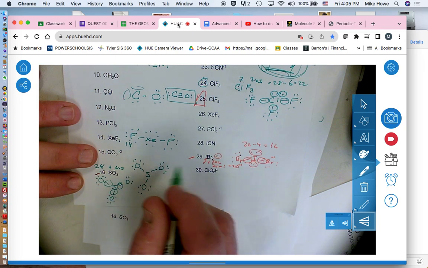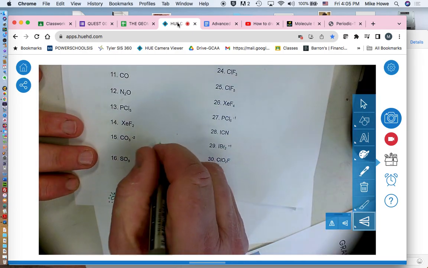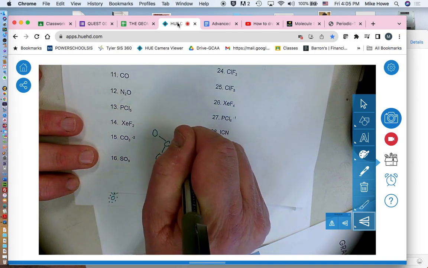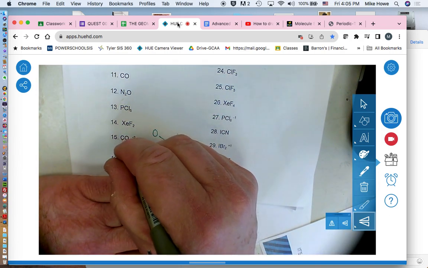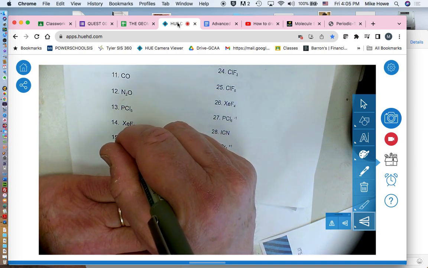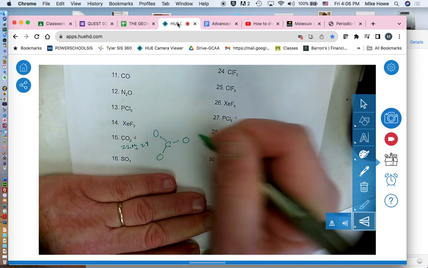15, CO3. All right, I'm going to draw CO3 on this page because we haven't drawn it yet. So CO3, we had to put the C in the middle, put the O's out here. And we've got 4 and 18 makes 22, plus 2 more. It's 24. So you got 24 valence electrons.